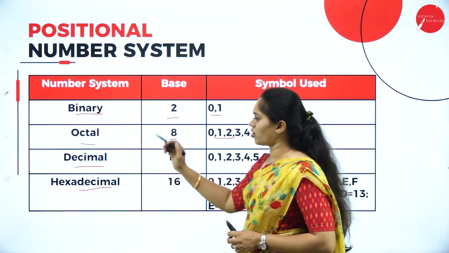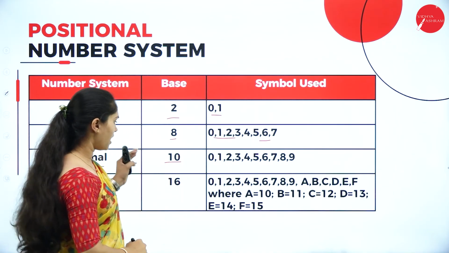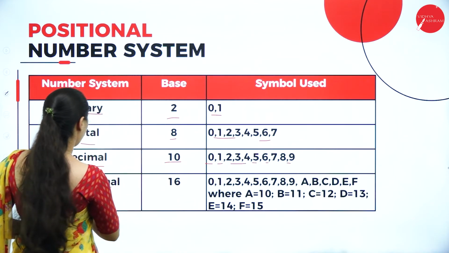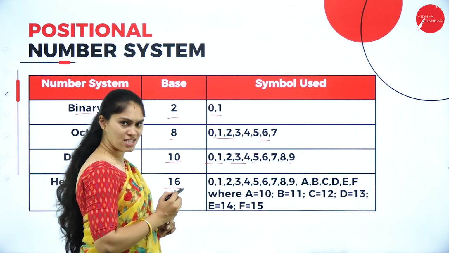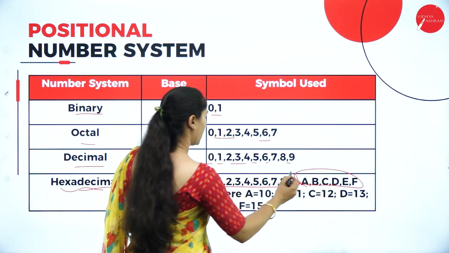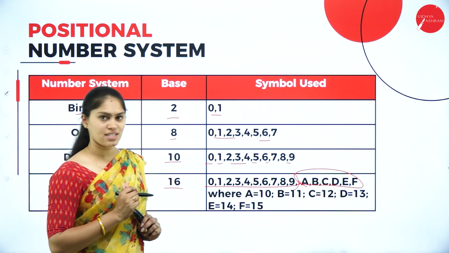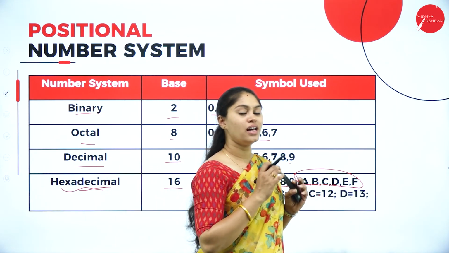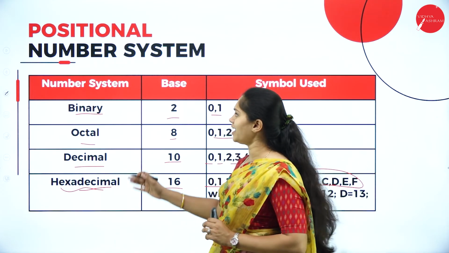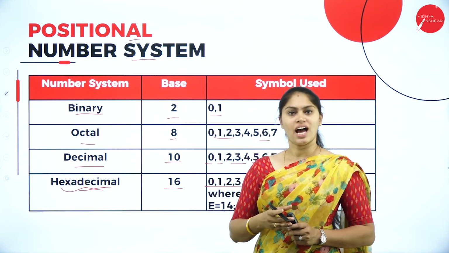Then decimal has a total of 10 digits, so its base or radix is 10: 0, 1, 2, 3, 4, 5, 6, 7, 8, 9. Then we have hexadecimal, with totally 16 digits. 0 to 9 are common, after that we have A to F. A represents 10, B 11, C 12, D 13, E 14 and F is 15. This is how we represent numbers using digits, which is called a positional number system. Each digit has its own weightage and position.